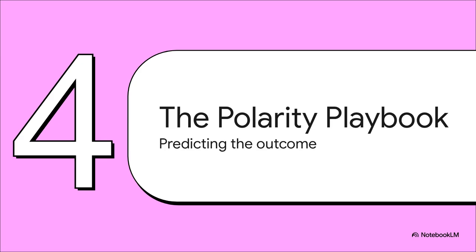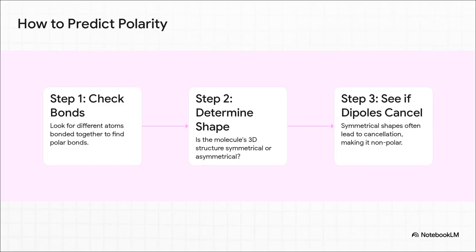All right, section 4, the polarity playbook. Let's give you a quick guide on how to predict this for yourself. You can figure this out with a simple 3-step process. First, just check for polar bonds. If you see different types of atoms bonded together, chances are the bond is polar. Second, determine the 3D shape. Just ask yourself, is it symmetrical? Third and finally, see if the dipoles cancel out. If the shape is symmetrical, they almost always do, and you've got yourself a nonpolar molecule.